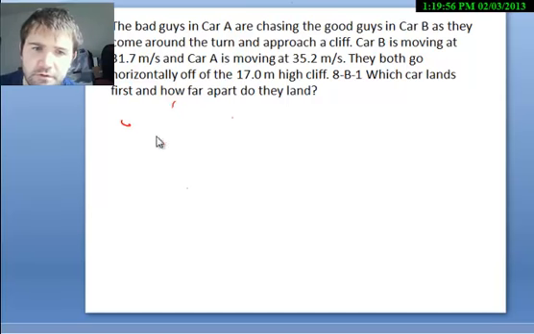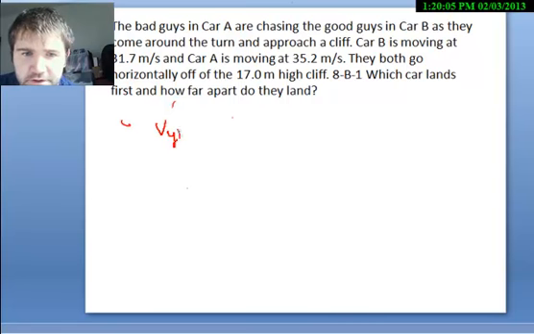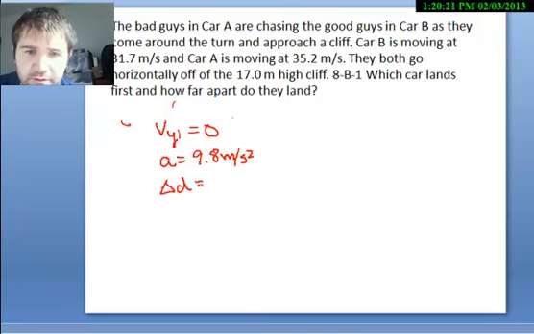Okay, so the first step in solving this problem is to find out how long it takes to hit the water. So we start with our initial vertical velocity, so Vy initial is going to equal 0 because this thing takes off in a horizontal direction. And we know the acceleration is going to equal 9.8 meters per second squared, the acceleration due to gravity. And we also know the change in distance. They are falling off of a 17-meter cliff, so that's the change in distance. What we need to know is how long it takes to hit.